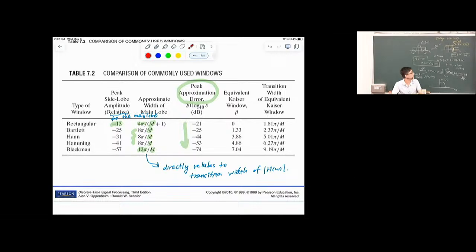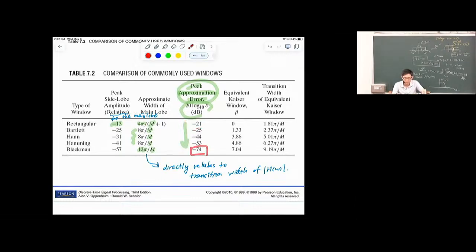So we want delta to be small, so we want this to be more negative, right? Delta is right here. 1 plus delta, 1 minus delta. Okay? So the largest deviation is called the peak approximation error. The largest deviation of your performance from the ideal, across all frequencies. The peak approximation error, taking dB scale, keeps improving when we go from rectangular further down, finally to Blackman.